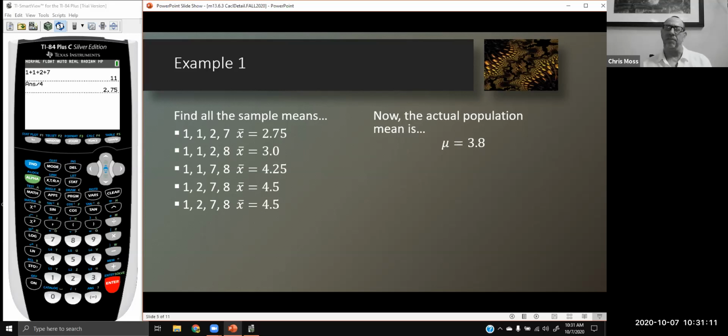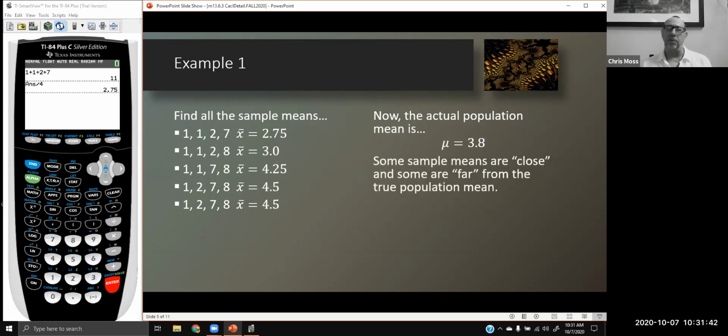The whole point of this example is to note that the sample I get is random in terms of which one it is, and it's highly unlikely that my sample is going to exactly match the population mean. After all, I've left out some of the data. How could it be exact? If it was, it'd probably be a coincidence, I would think. So the actual population mean is 3.8.